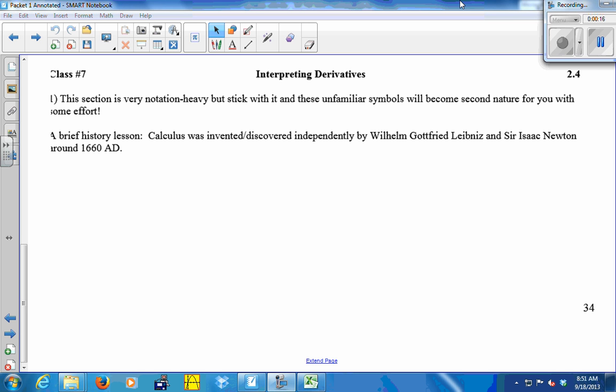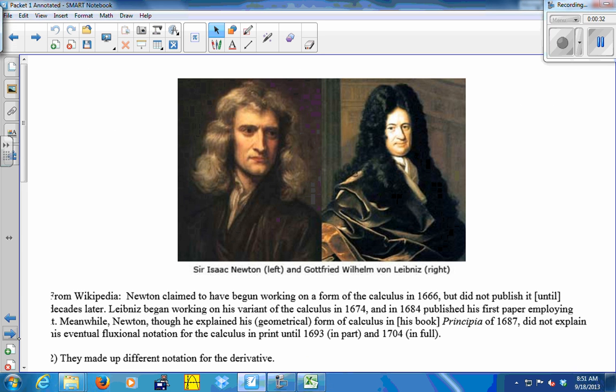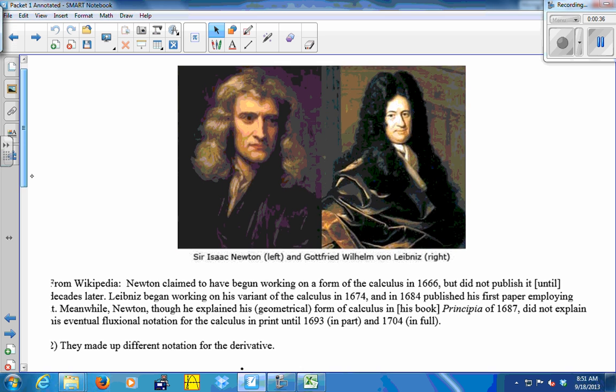Calculus was invented or discovered, depending on how you want to think about it, by two mathematicians, Leibniz and Newton, both around 1660. It was discovered independently. They didn't talk to each other. They both invented this same idea of calculus. That's Newton on the left and Leibniz on the right.